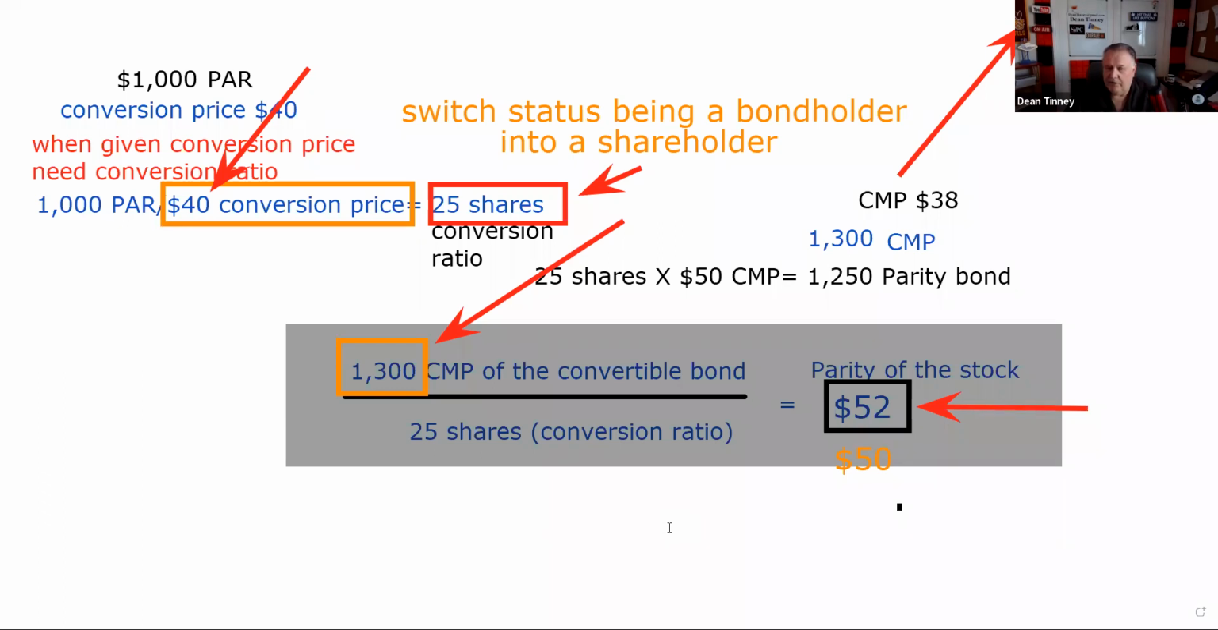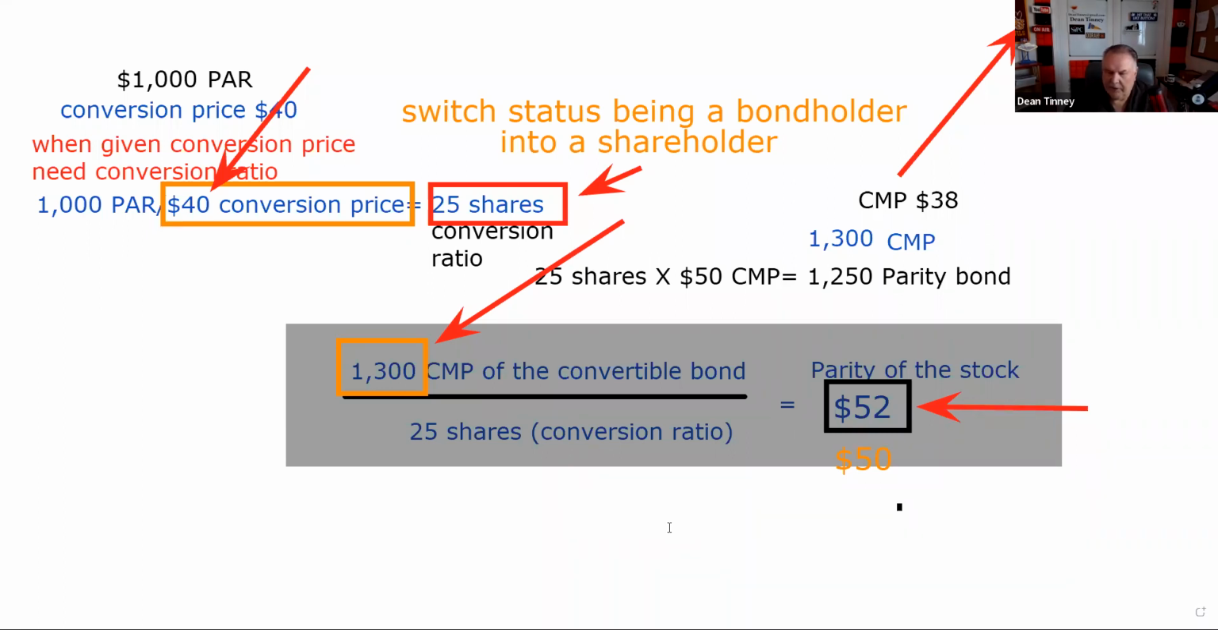Now, the other thing I would tell you is that you should be prepared to calculate this as it relates to deciding whether you want the stock or not. What I mean by that is you should be able to take whatever the current market price of the stock is, in this case 50, and times it by 25 shares and say, well, no, I don't want my $1,000 back, I want the stock. And if we did 25 shares and it was less than 1,000, then we'd say, no, I want my $1,000. So if parity of the stock is below par, then we're going to say, give us back our money.